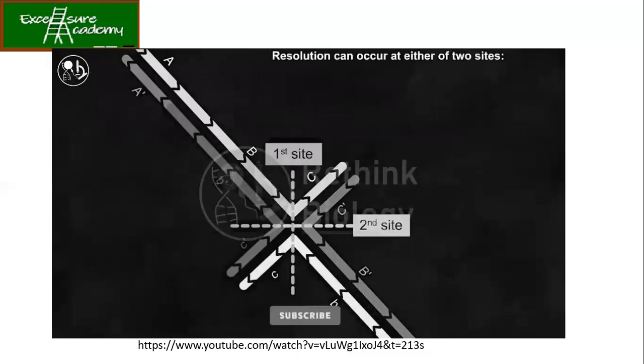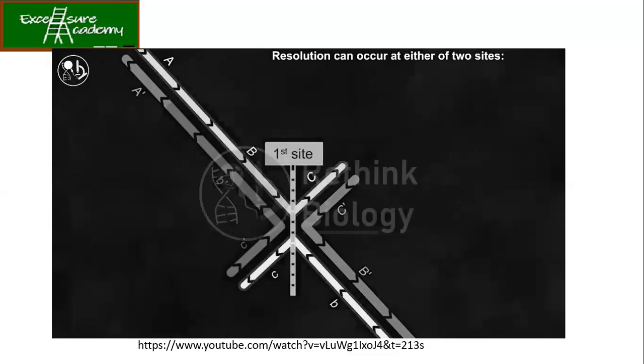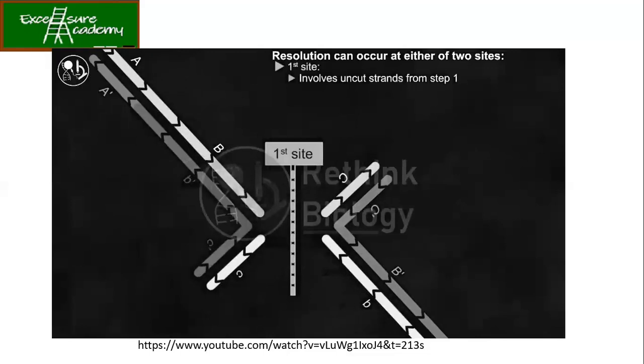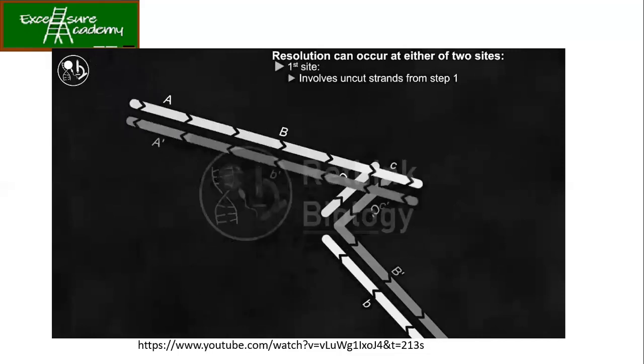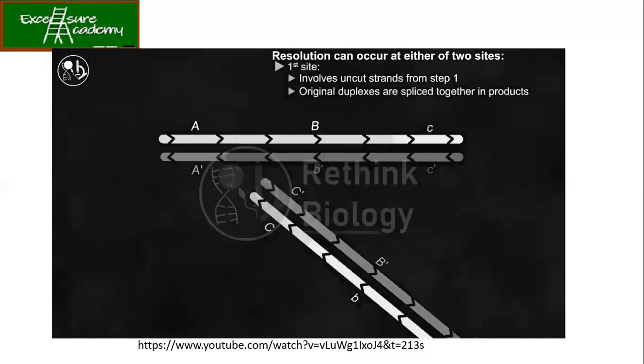Resolution has two possible sites. Each site can give a different outcome after cleaving. The first cut site can be the pair of strands which were uncut during the first step of recombination, and having a single color, they can be easily identified. As a result, the original DNA duplexes are spliced together in the resulting duplexes, so they are named spliced recombination product.